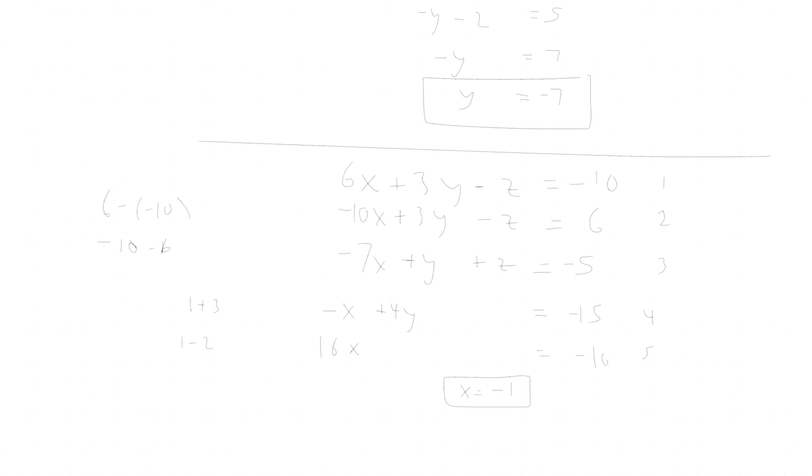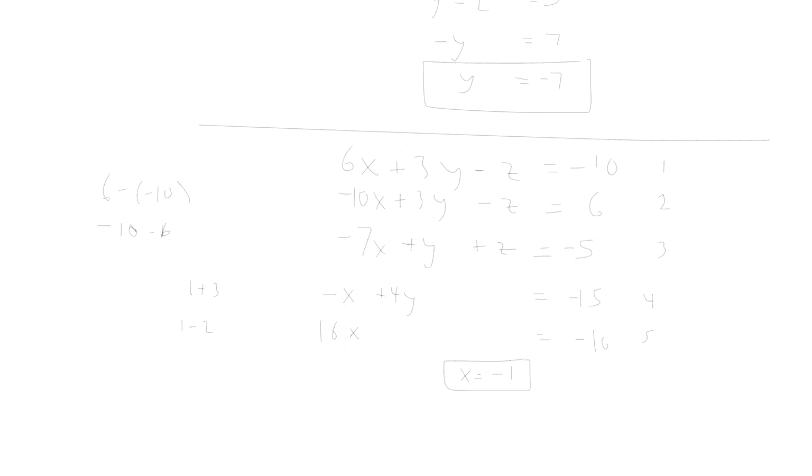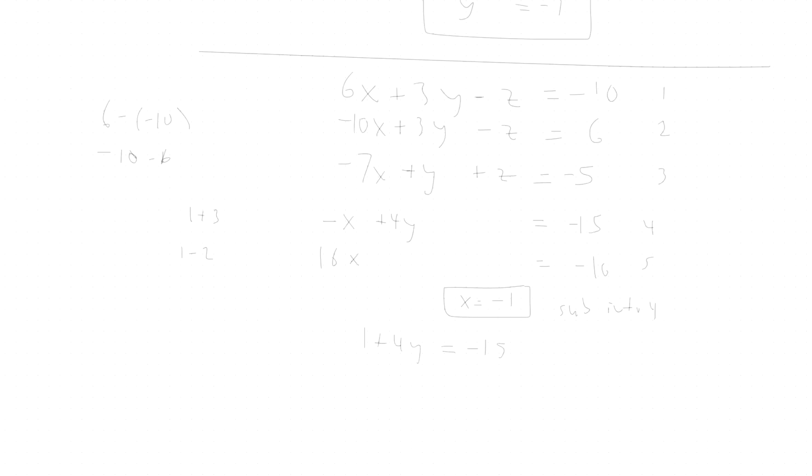All right, so now we are going to sub this into 4. So we know that -1 is just 1. 1 plus 4y equals -15. So we're going to subtract 1 on both sides. So 4y equals -16. What's -16 divided by 4? -16 divided by 4 is -4. Okay, so we got x and we got y.